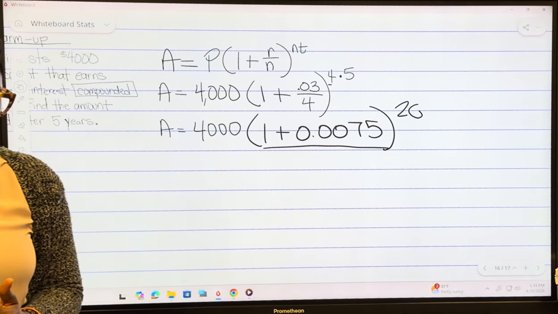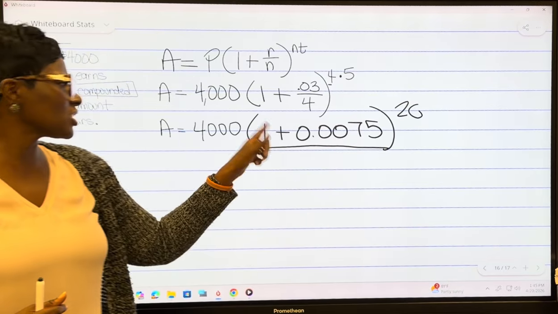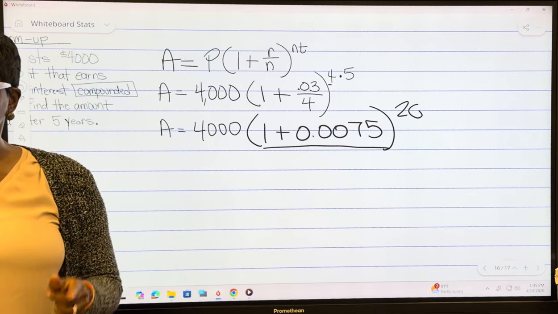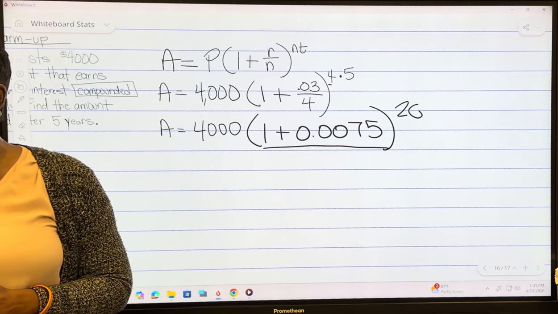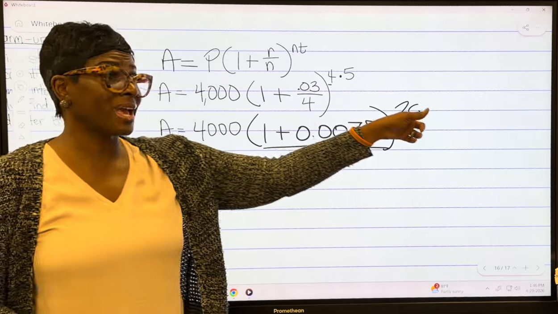Imagine this. It doesn't matter what the exponent is. If this is just the 1 in 20 years, 20 periods, it doesn't matter. You're going to get back that same $4,000 you invested, right? That means there's no growth. There's no decay. It doesn't matter what that exponent is.